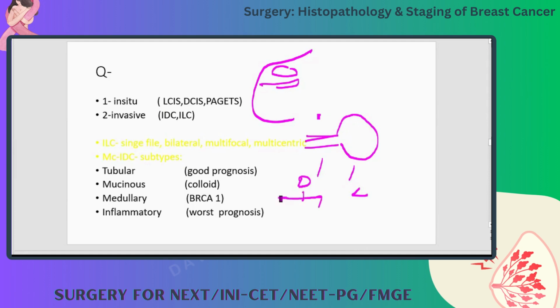And here, in the duct there is in situ cancer and invasive cancer. In the lobe also there is in situ cancer and invasive cancer. Clear? Only four things: duct and lobe. In duct there is invasive and in situ. In lobe there is invasive and in situ.